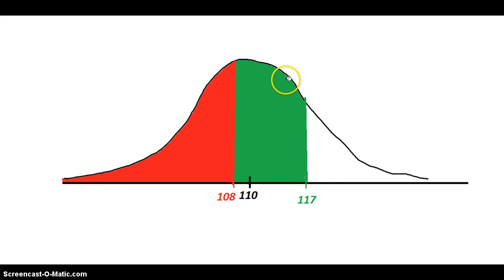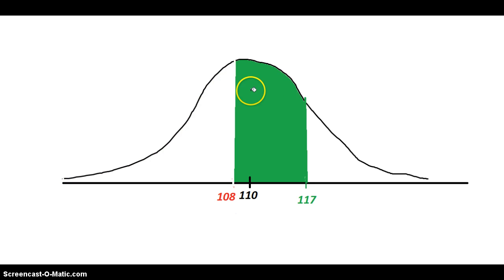Just to reiterate that last one visually with my rough sketch here, the probability that we have a value less than 117 would be all the green and all the red put together. That's every number less than 117. And if we subtract the part that's less than 108, just take that away, we'll be left with the probability that we're in between 108 and 117.